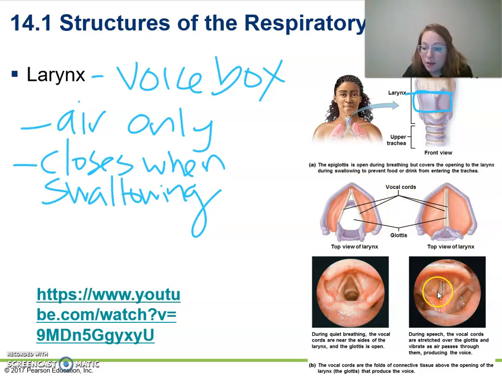So you can see them here. They're white. They're avascular. And they vibrate as sound as air gets pushed through. So the louder you are, the more air you're pushing through, the more they vibrate. Testosterone thickens these as well as the laryngeal prominence. So that's why on average males have deeper voices and more prominent Adam's apples.